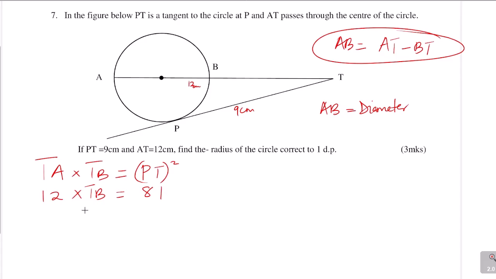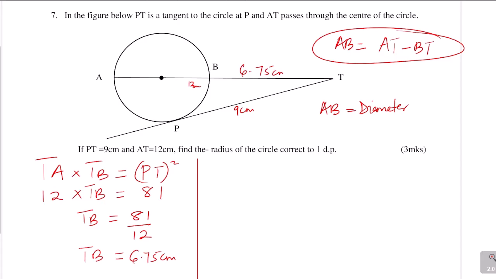I've squared that. So you can see now we can get TB, and that will simply be 81 divided by 12. So 81 divided by 12 will give us 6.75 centimeters. That is what you get. Then after that, now we have 6.75 centimeters. So from there we said that we can get AB.